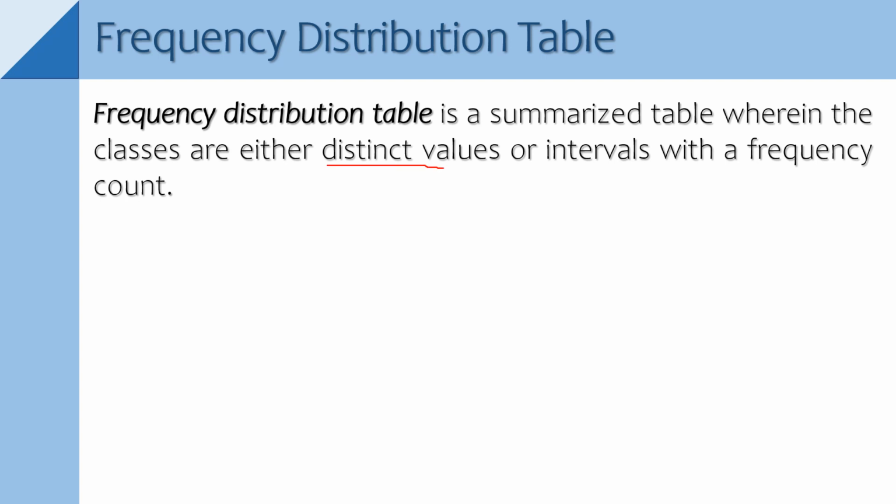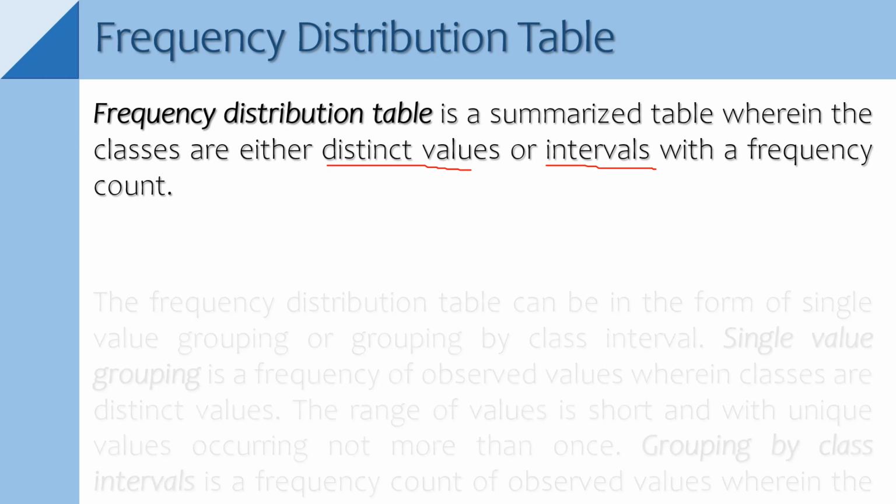Okay, when we say distinct value, it is a single value only, so it has no duplicate, unlike intervals. When we say interval, there is a range. So for example, from 1 to 5, 6 to 10, 11 to 15. So those are examples of intervals.